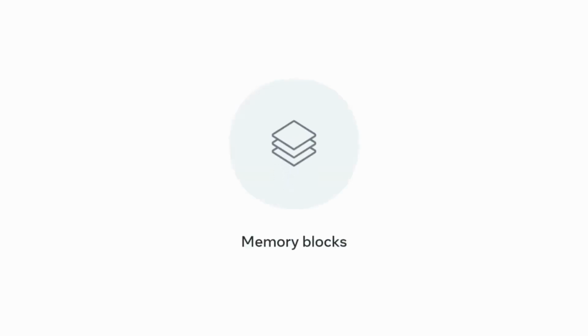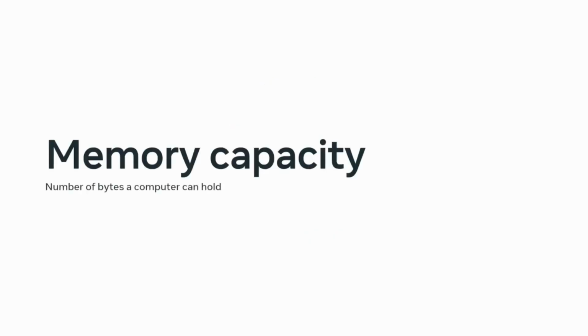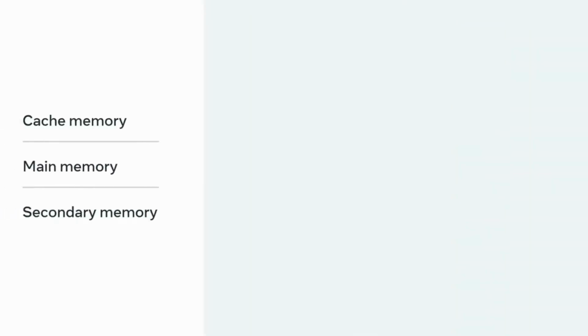Typically, a computer will be made up of a series of memory blocks, which contain both information and instructions on how this information needs to be processed. Memory capacity then refers to the number of bytes that a computer can hold. There are different types of memory that need to be considered, namely cache memory, main memory, and secondary memory.